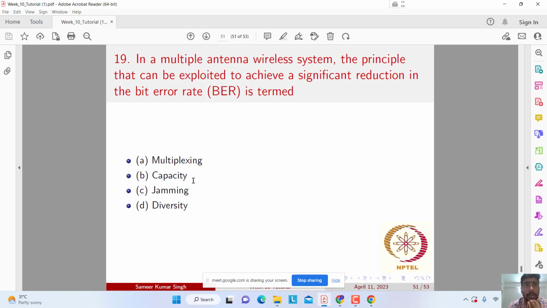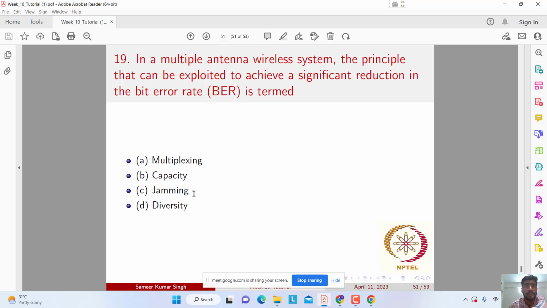Next is jamming. Jamming is somehow related to blocking. Whenever we use a jammer, it blocks the signals. For example, in international or sensitive meetings, they use a jammer so that no one can detect the signals.